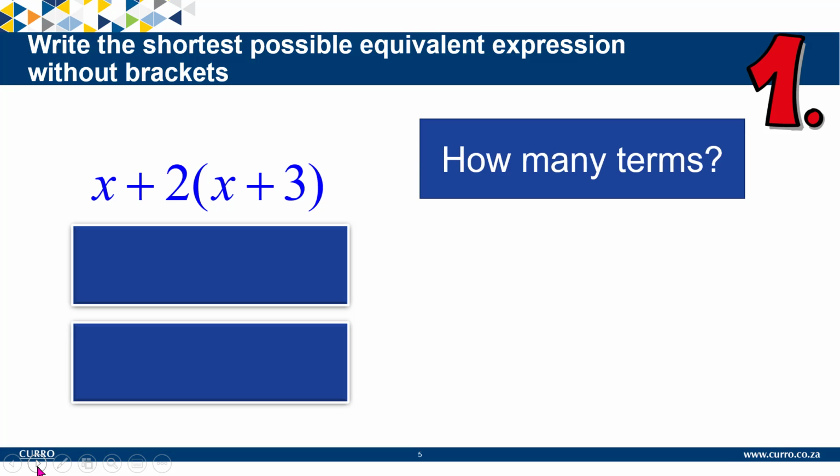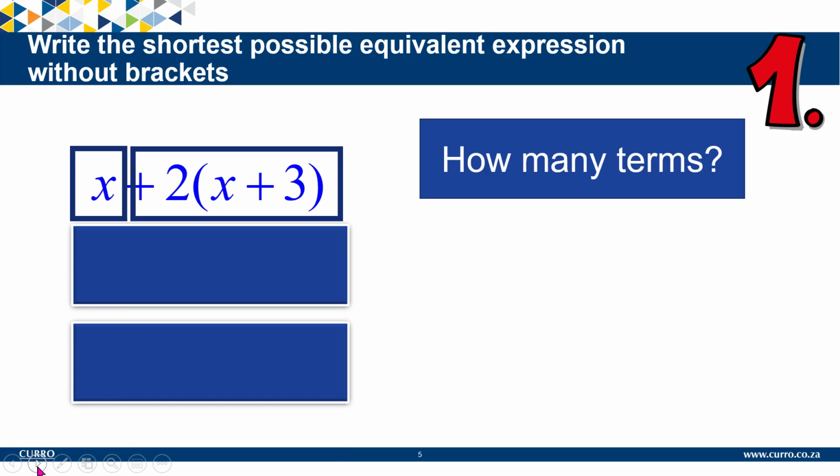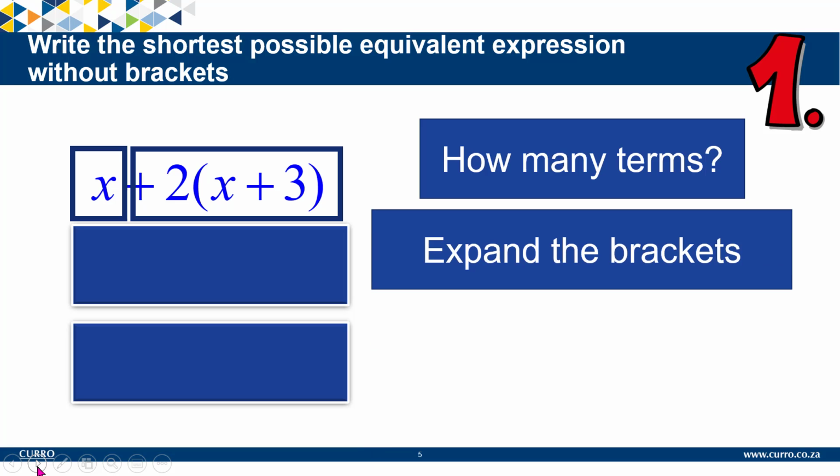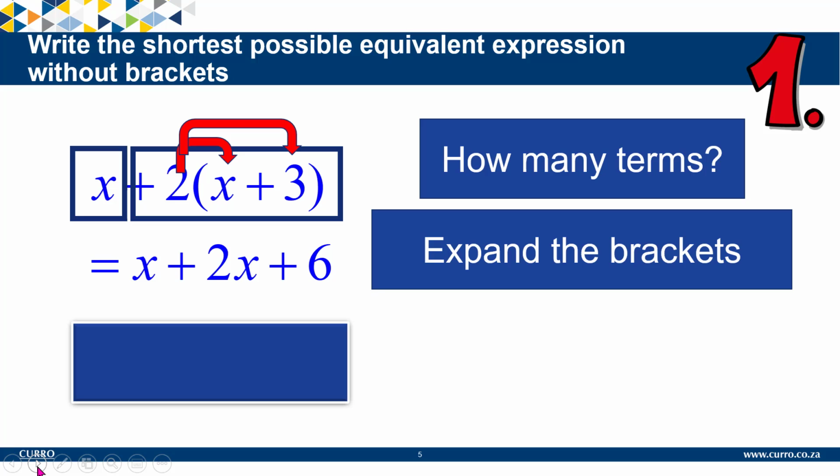We always ask ourselves how many terms. There are two terms. The plus sign separates the two terms. We have to expand the brackets of the second term. We use distribution to do this. So 2 times x plus 2 times 3 is 2x plus 6. We just bring down the first term for now.